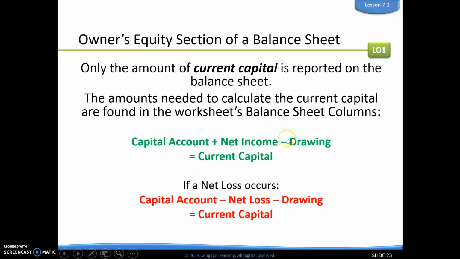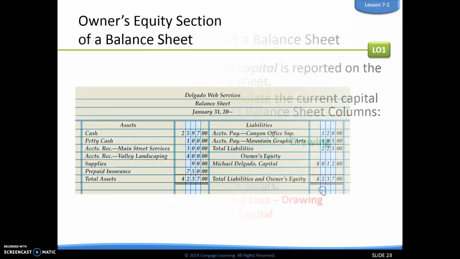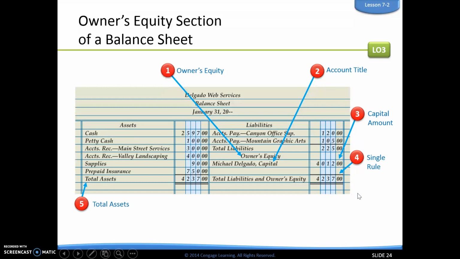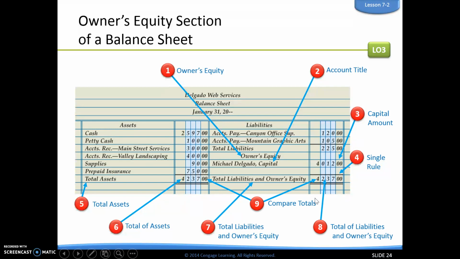This is very important. If you don't do this, your assets are not going to equal your liabilities and owner's equity, and you'll be confused as to why things don't equal. This is why: you didn't use your current capital amount. Owner's equity is given here, and it's the current capital, which is the capital amount plus net income minus drawing. When we use this, our total assets are going to equal our total liabilities and owner's equity. If you don't, then we're going to have an issue, so you have to make sure that you use your current capital. Also notice that once you have your totals and they equal, they are double ruled because our debits do equal our credits.